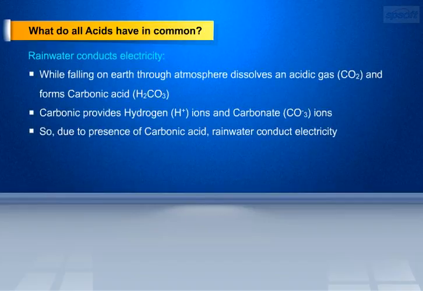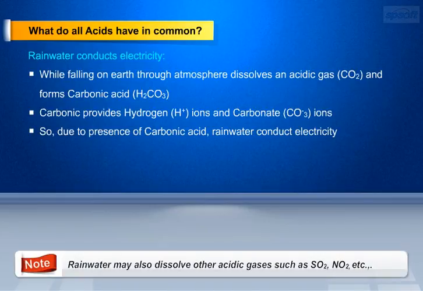Rainwater conducts electricity. While falling on earth through the atmosphere, it dissolves the acidic gas CO2 and forms carbonic acid, H2CO3. Carbonic acid provides hydrogen ions and carbonate ions. So, due to the presence of carbonic acid, rainwater conducts electricity. Please note that rainwater may also dissolve other acidic gases such as SO2, NO2, etc.